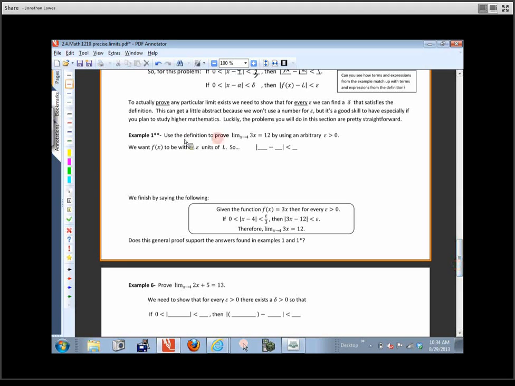So to actually prove that the limit is 12, this is what we do. We're going to use an arbitrary epsilon. So any positive number greater than 0. So it would work like this. We're going to start off with the same thing. We're going to start off with f of x is 3x and the limit is 12.